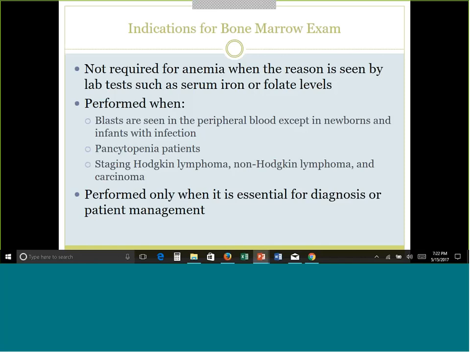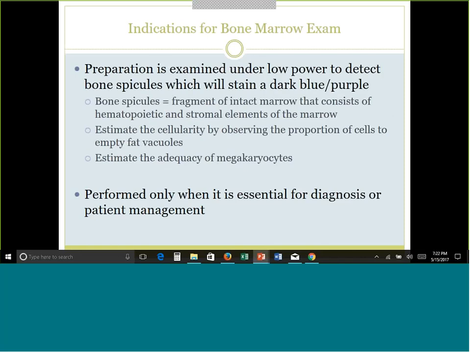So again, only necessary for diagnosing and patient management of their disease. That is the reason why we would do a bone marrow.